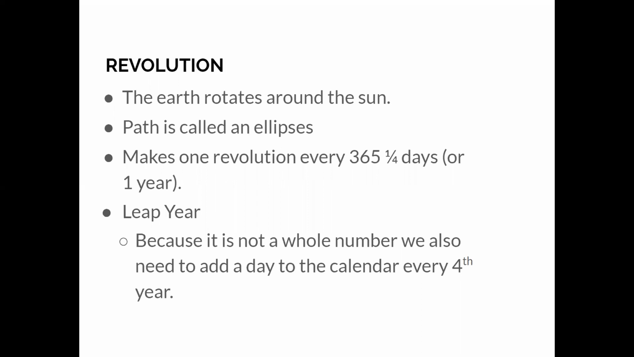Does anyone know what we have every fourth year? A leap year, that's exactly right. Because it is not a whole number, we also need to add a day to the calendar every fourth year. Does that make sense when we look at that 1/4? So every fourth year, we need to add a day. What month do we add that day to? February, that's exactly right.